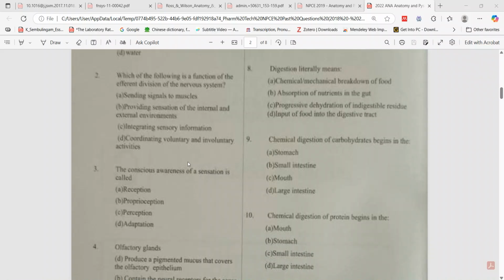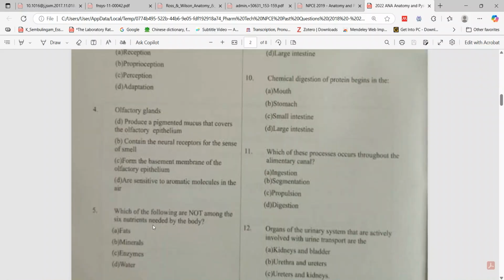Question 3. The conscious awareness of sensation is called. So what do you think the answer might be? The answer is perception. C, that's C. Perception.